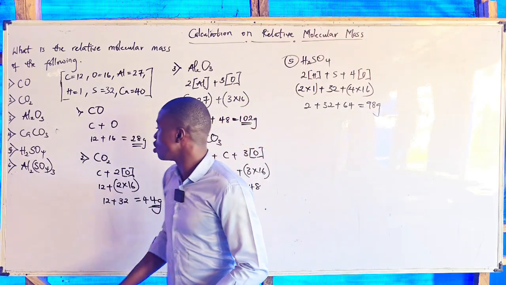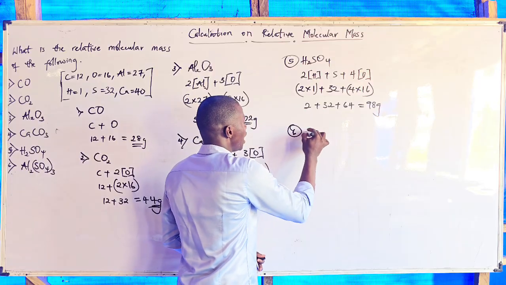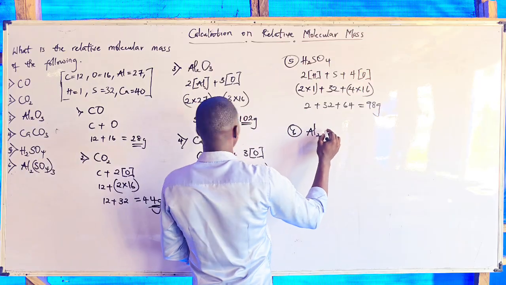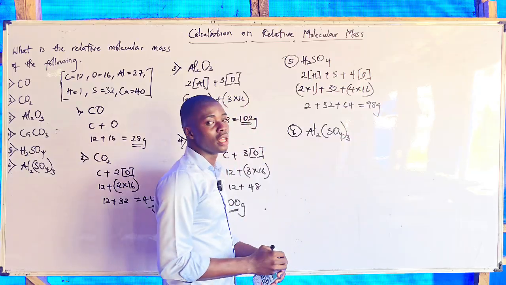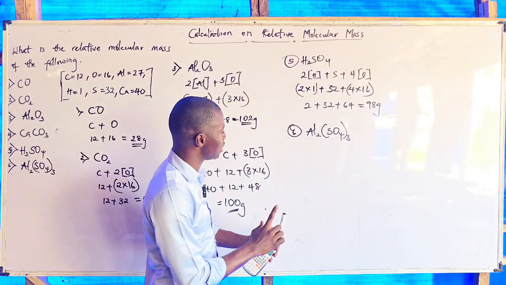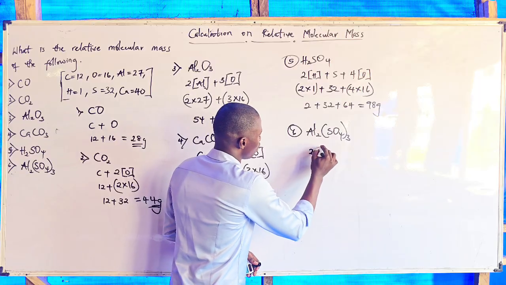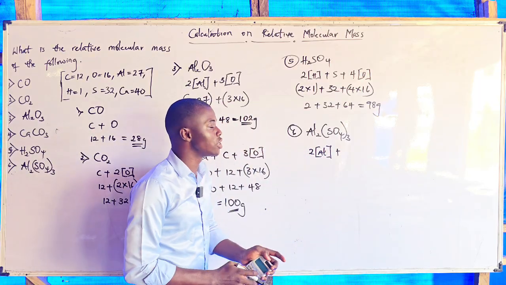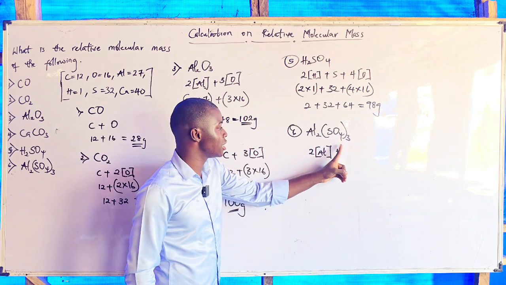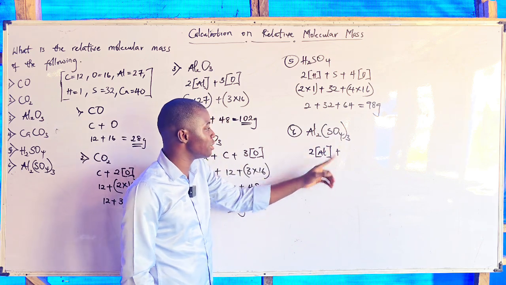The most difficult one is aluminium sulfate, number 6, which is Al2(SO4)3. If you truly want to do something like this, the first thing that will come to your mind is, how many aluminium do we have? We have 2 aluminium. Now, where you have issue is, if you have a bracket here, it means use this 3 to multiply everything in the bracket.